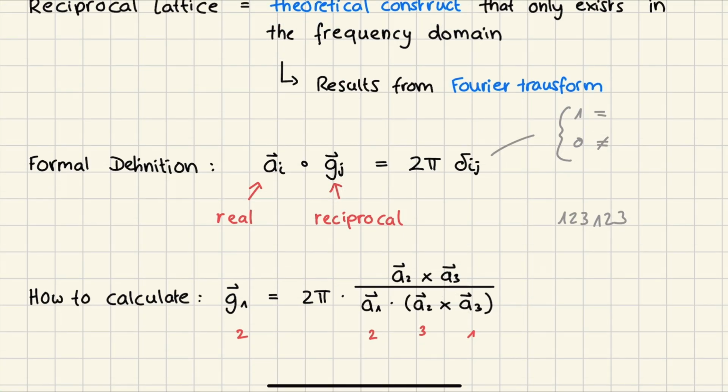Just to hammer home that point, let's do the third one too. If we wanted to determine g3, we're going to start with a3 in ascending order. After 3 comes 1. And after 1 comes 2. And the cross product in the numerator will always be the same as the one in the denominator.